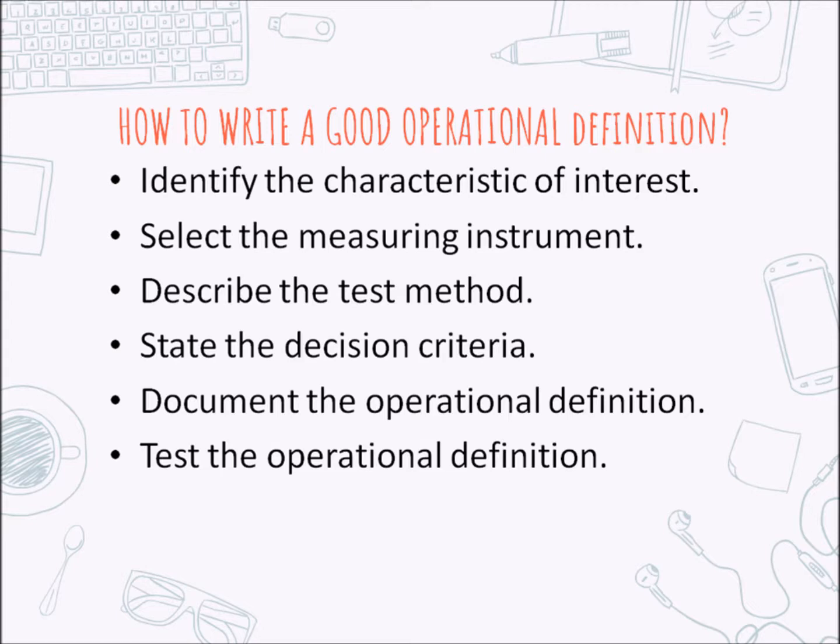Okay, first thing, we need to identify the characteristic of interest. Identify the characteristic to be measured or the defect type of concern in our thesis. For example, if we want to make a research about social anxiety, we need to state social anxiety in our operational definition to make sure that it is clearly understood by the reader.